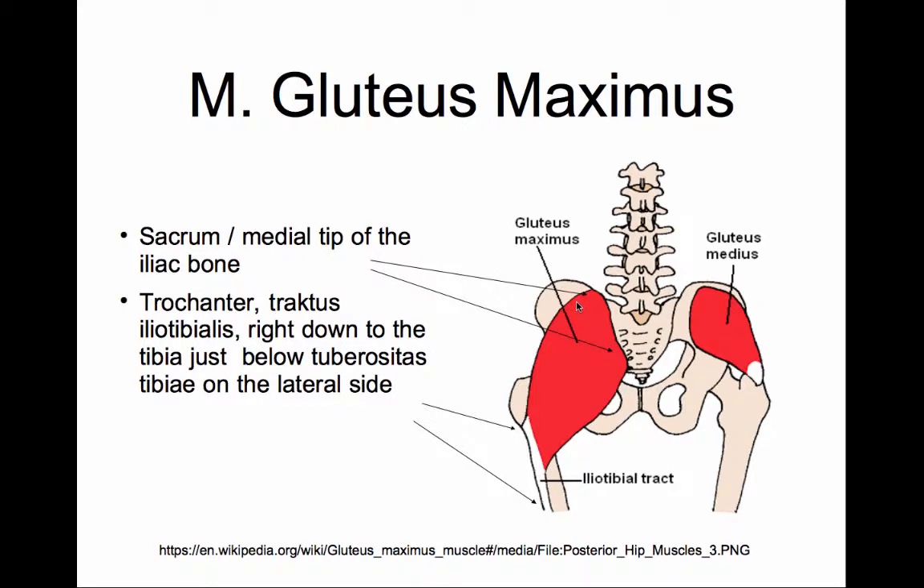Gluteus maximus is the biggest muscle in the body. It has its origin from the sacrum here, on the outside of the sacrum, and from the medial tip of the iliac bone. And the insertion is just below the trochanter major and down in the iliotibial tract, going all the way below the knee, on the lateral side of the knee.